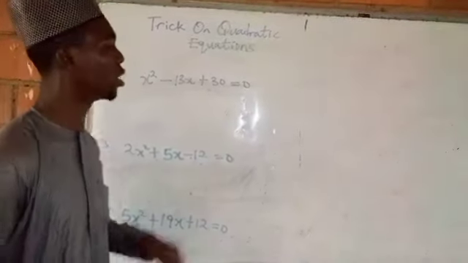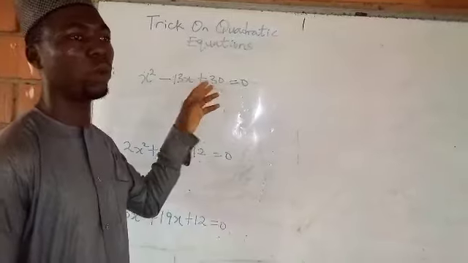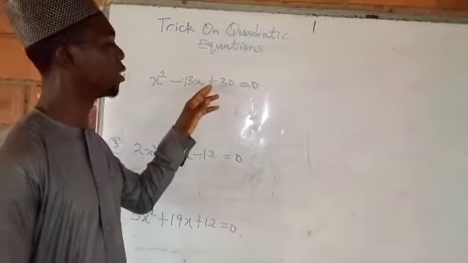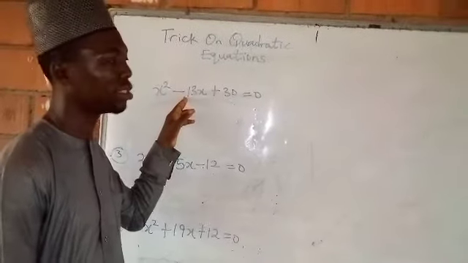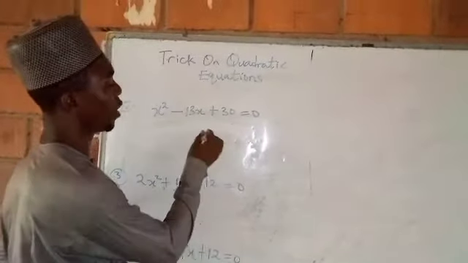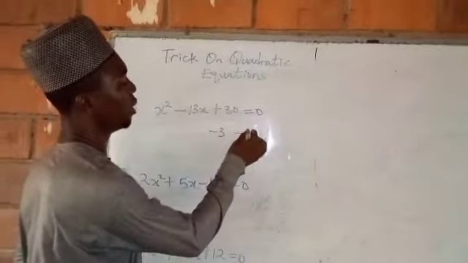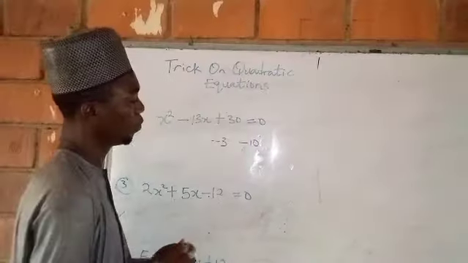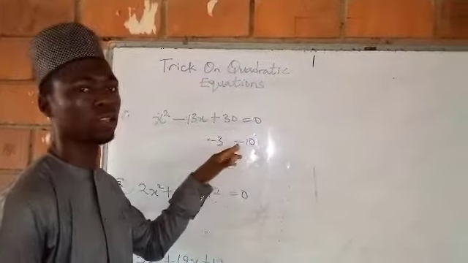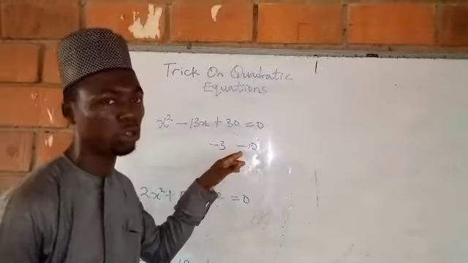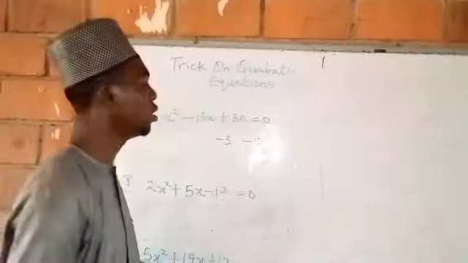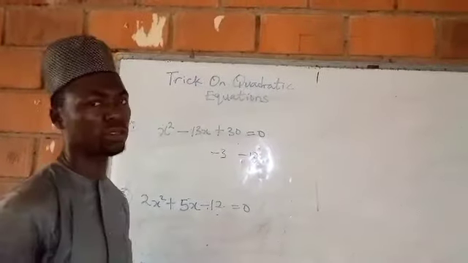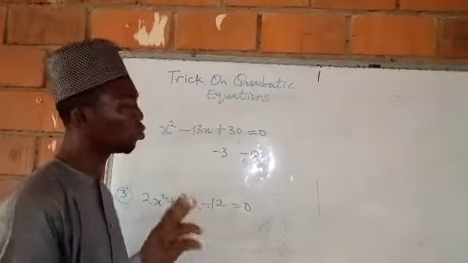That is, you get two numbers that when you multiply them, you get plus 30, and when you add, it will be minus 13. So those two numbers are minus 3 and minus 10. If you don't know how to get these factors, please refer to the previous video we have done on solving quadratic equations.